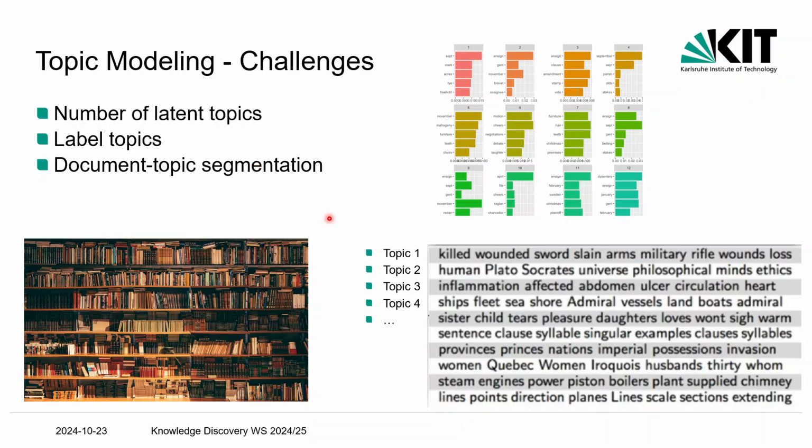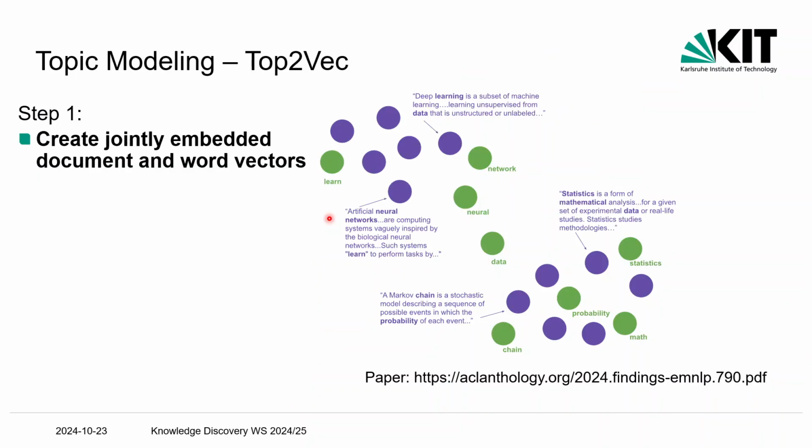And yes, so now we'll have a look at an approach on how you can do topic modeling, which is nowadays a state-of-the-art approach from, I think, 2023. It's called Top2Vec. So, how does Top2Vec actually work? Top2Vec works in 5 steps.